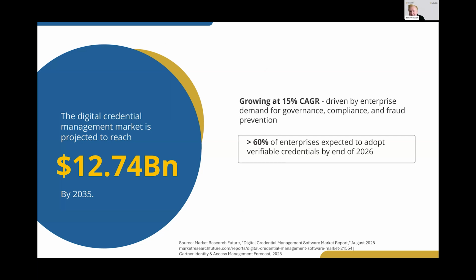60% of enterprises expected to adopt verifiable credentials by the end of 2026. It's 2026 today, it's this year. So a lot of companies are shifting to these things very, very quickly. Many of the people, and I can see it in the chats right now, many of these people work in roles for their company where the need for these verifiable credentials is growing very, very quickly.